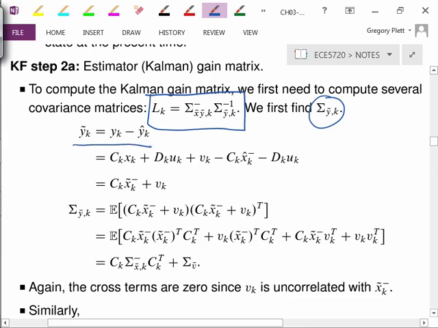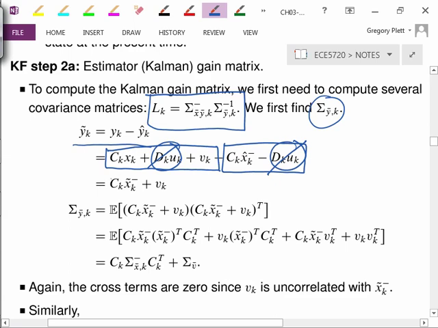We start by saying y tilde equals y minus y hat. Y from our model is Cx plus Du plus v. Y hat is C x hat plus Du, and we're subtracting. And we've seen something like this before. The Du and the Du's subtract out, they cancel out. And I have a C times x minus C times x hat minus. So x minus x hat minus is x tilde minus. So all of that together gives me C x tilde minus plus v.